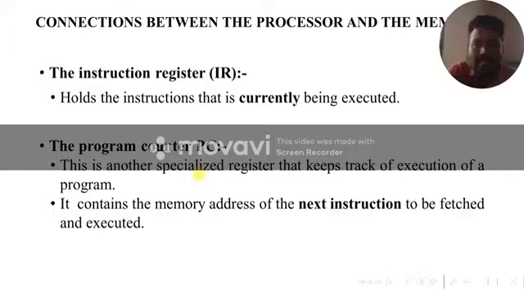Suppose the instruction register is holding a particular instruction that is currently running, whereas the program counter will take care of the next instruction that is to be executed in the next step. So these are two different types of registers.